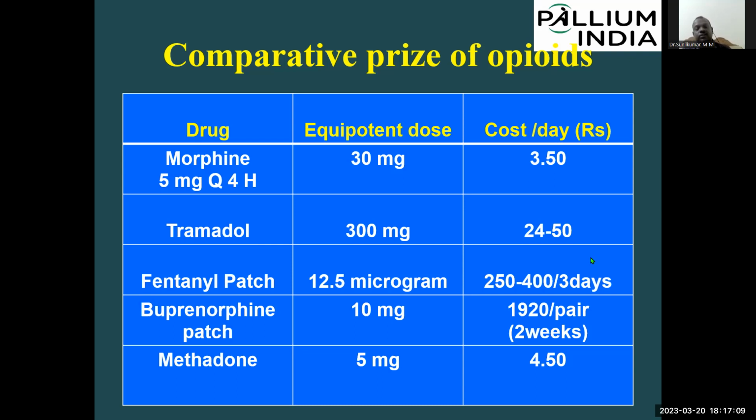Whereas fentanyl patch, you have to use 12.5 microgram, which would be around 100 rupees per day. Whereas buprenorphine patch, it will be again more costly. And if you take methadone, that would be comparable with morphine. So for a patient, if you are going to prescribe buprenorphine patch or fentanyl patch, please remember, patient may not use it.